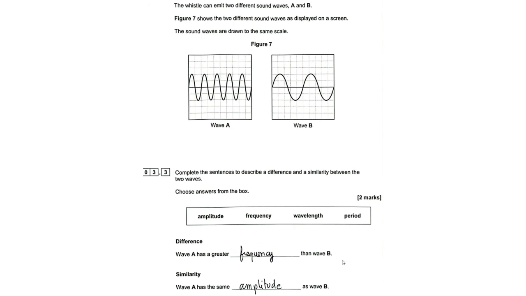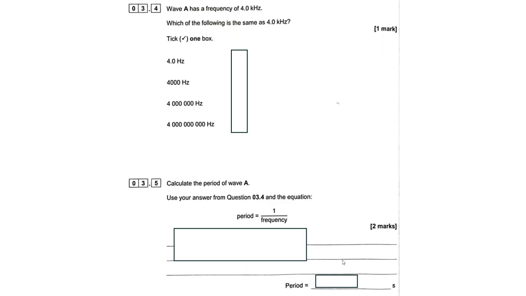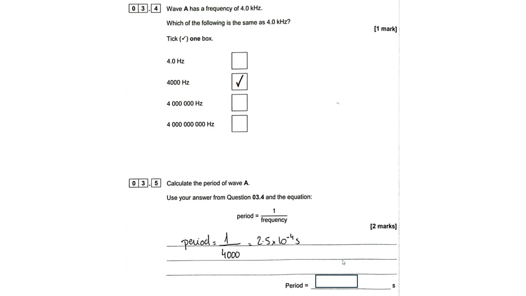For the next question, wave A has a frequency of 4 kilohertz. Which of the following is the same as 4 kilohertz? Remember, 1 kilo is 1,000, so 4 kilohertz is 4,000 hertz. Okay, you take the value in kilohertz and you multiply it by 1,000 to get it in hertz. Use your answer from question 3.4 and the equation to calculate the period. So 1 divided by 4,000 is 2.5 times 10 to the power of minus 4 seconds, or 0.00025 seconds.